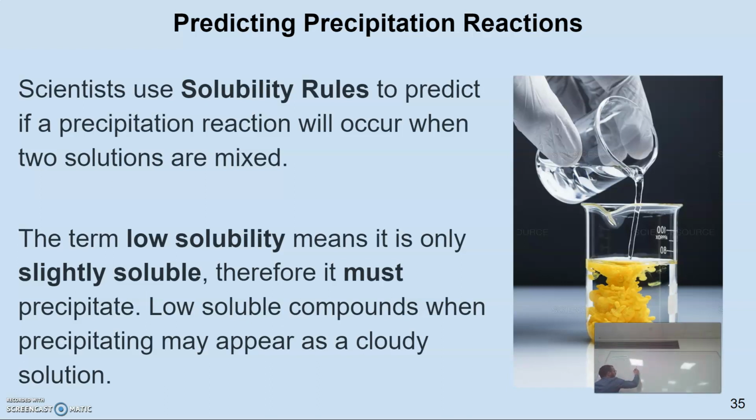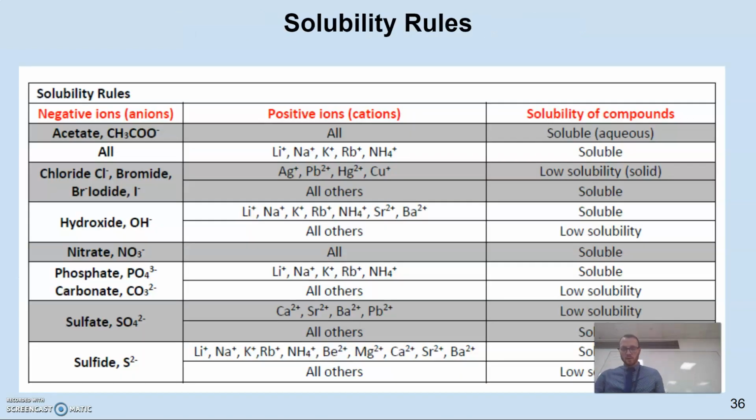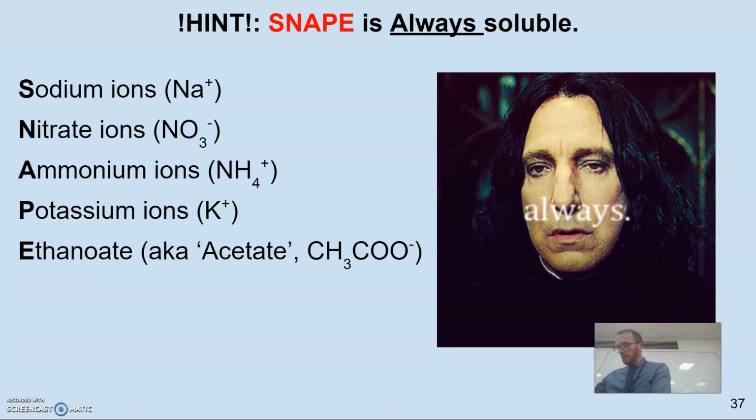One is called SNAPE. SNAPE, SHUSH, and CHOPS are our three mnemonic devices, really useful for remembering solubility rules. SNAPE is always soluble. So there's our table. You get something similar to that for your exam. SNAPE is always soluble. SNAPE stands for sodium ions. So this is always soluble.